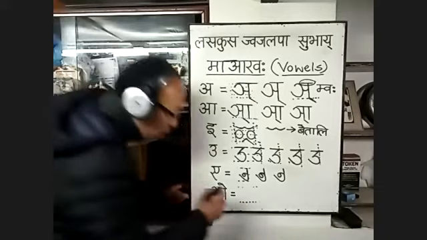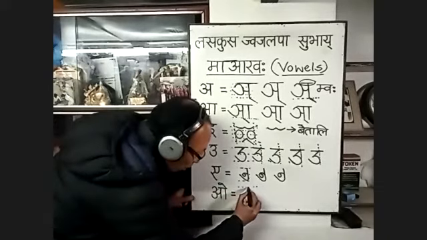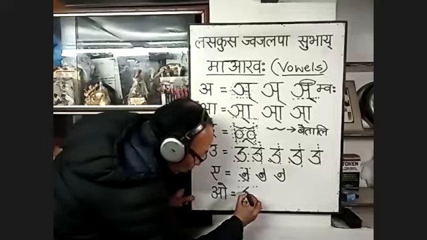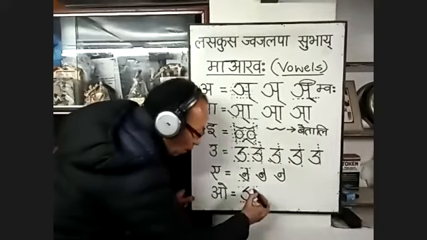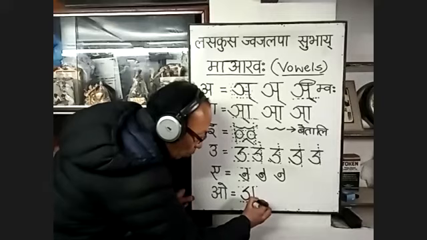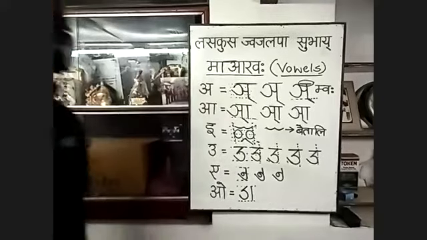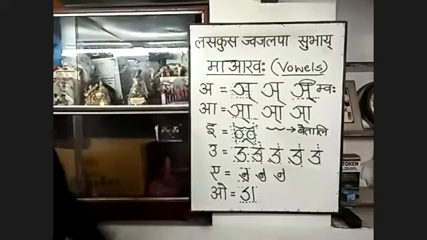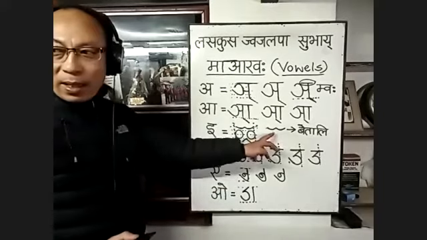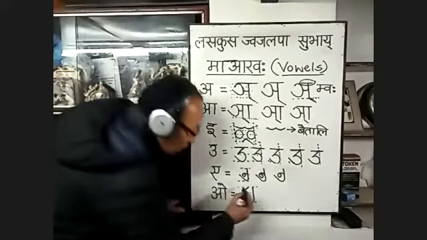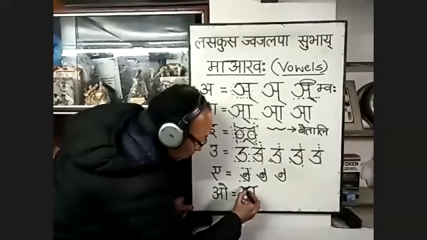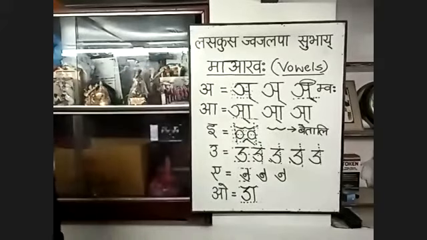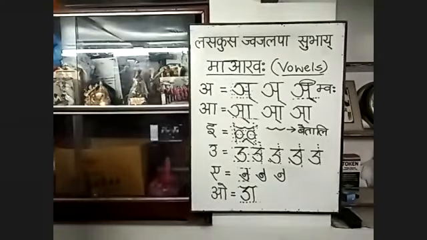So what you do is first you write U. Then give a line behind this U. Then after that you give Betali to this letter. And this is O.